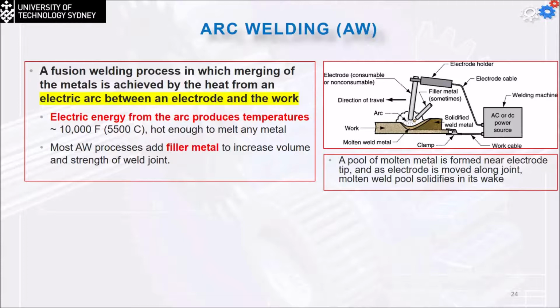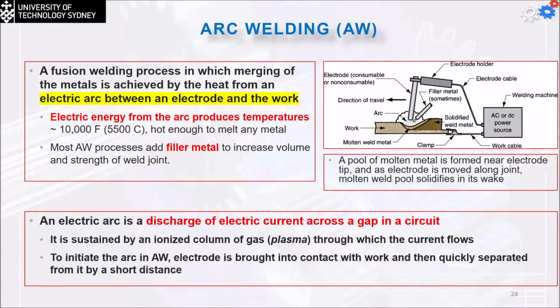Most of the arc welding processes add a filler metal to increase the volume and the strength of the weld joint. The electrical arc is a discharge of electrical current. We have the positive and negative, so we're going to have a discharge between both, and this will cause high energy to occur because the gap is going to be very small in the circuit. It's sustained by the ionized column of gas, or the plasma, which is the heated gas, when we're going to do the work.